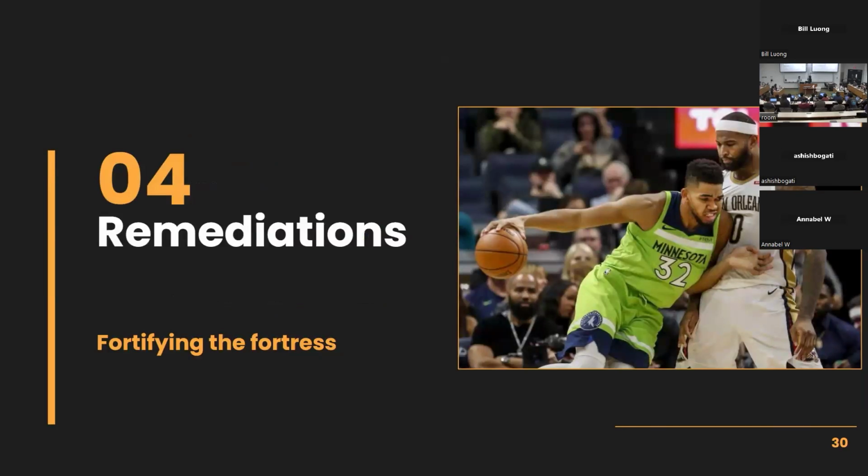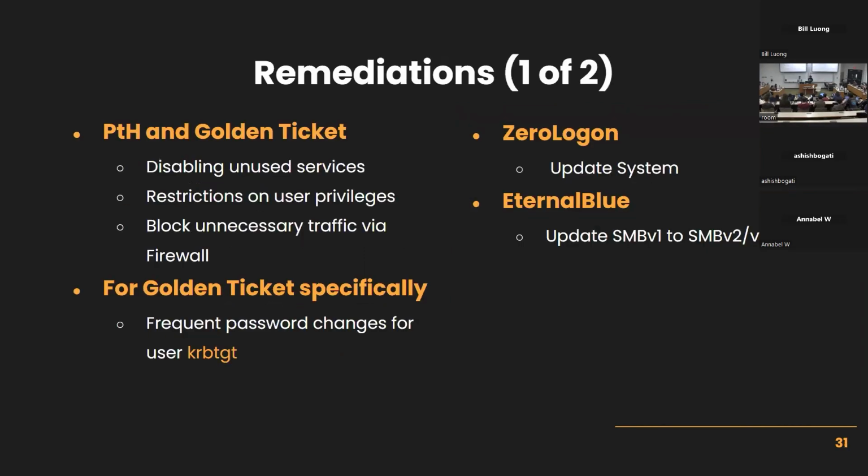Now there are ways to remediate, or I guess mitigate, the potential vulnerabilities an active domain environment would have. For pass the hash and golden ticket, it would be pretty good to disable unused services. For instance, maybe you have remote desktop protocol enabled, and that could be a potential attack surface. So disabling services like that, even if you're not planning on utilizing them, is a good practice.